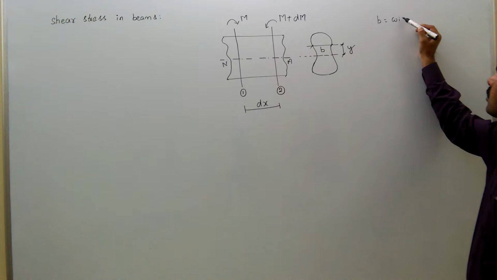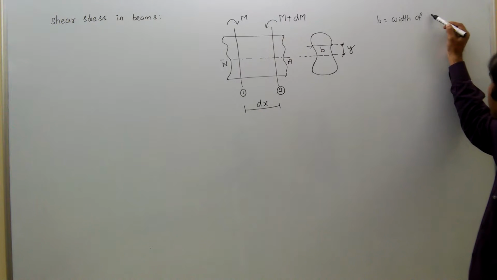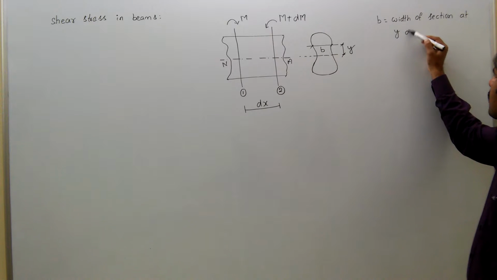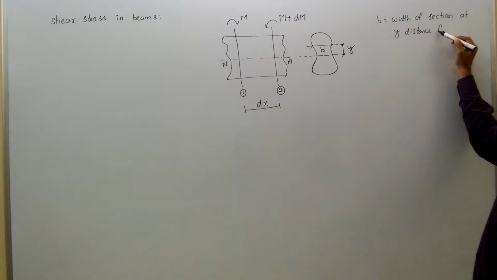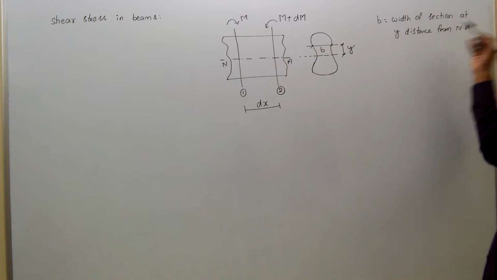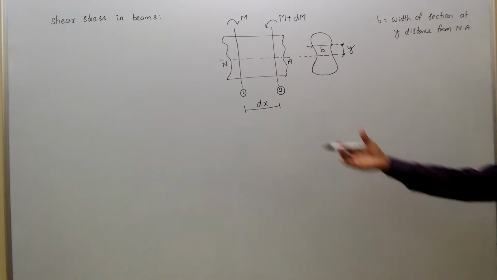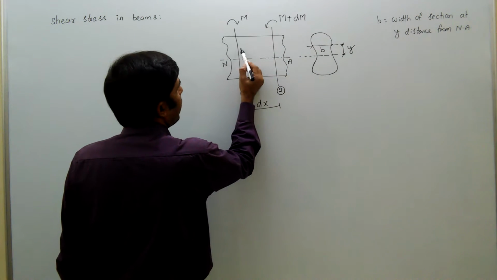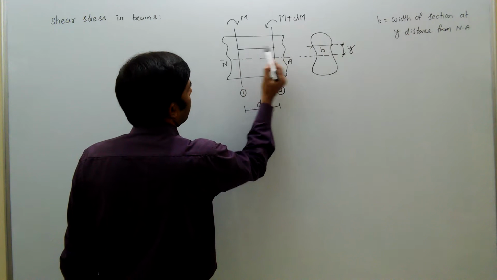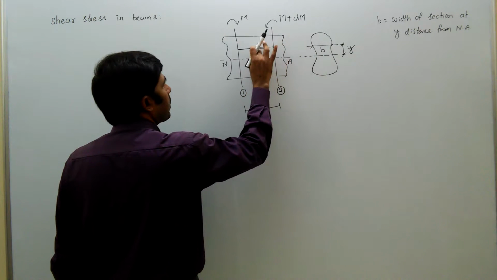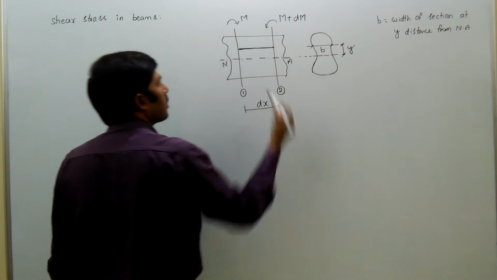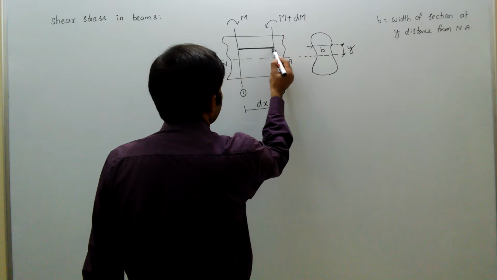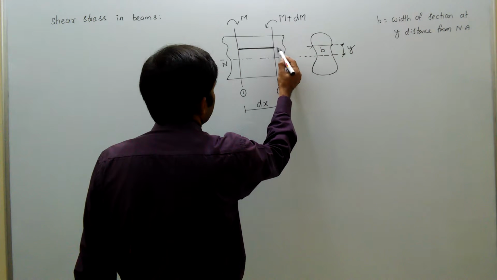b equal to width of section at y distance from neutral axis, that is the width. The dx is the length of the beam, so lengthwise we need to find the shear stress here. This is the width, and the length is dx. So we need to find the shear stress in this layer, at a distance of y from the neutral axis.